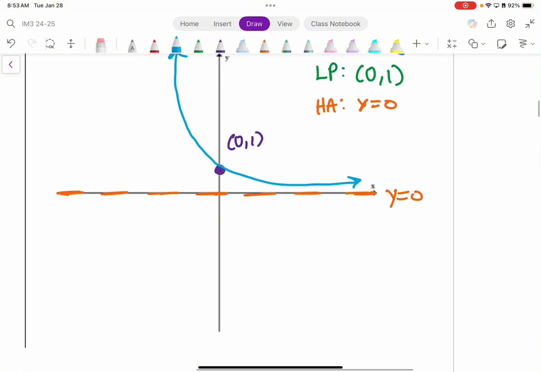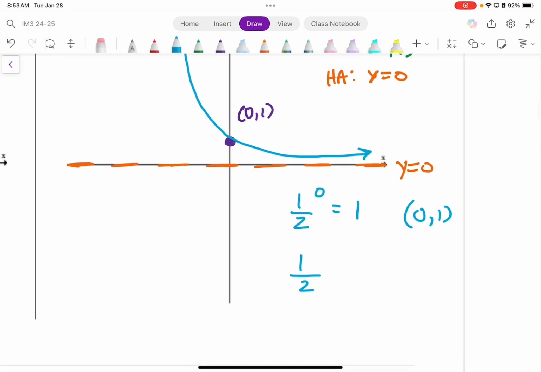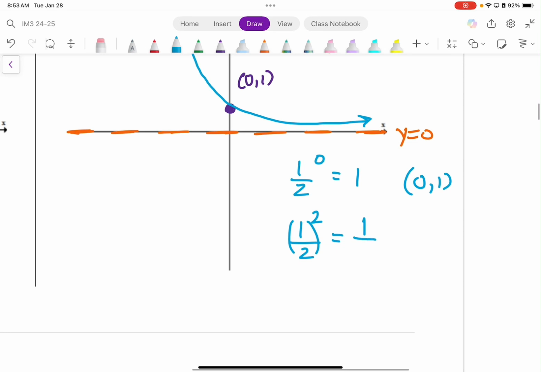So we know that when we have 1/2 to the 0, we get 1. So in this case, that's a point 0, 1. So let's take another point. Let's take another x value. Give me another number, less than 5, because I don't want to make it too big. Let me just give it to you. How about 2? 1/2 squared. What is 1/2 squared? Well, 1/2 squared is 1/2 times 1/2, which is 1/4, right?